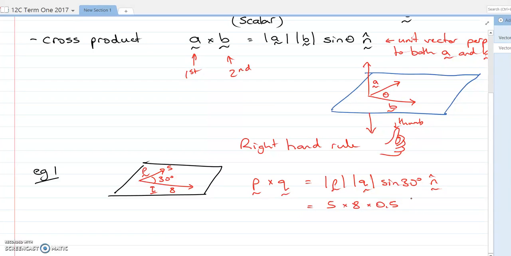Of course, the magnitude of a unit vector is 1, so that's not going to change the magnitude of the whole thing. We're going to add this in here anyway. So basically 5 times 8 is 40, times 0.5 is 20, so it's telling us 20. And if we use the right hand rule from P to Q, wrap our hand around it, our thumb is going to be going in a downward direction.